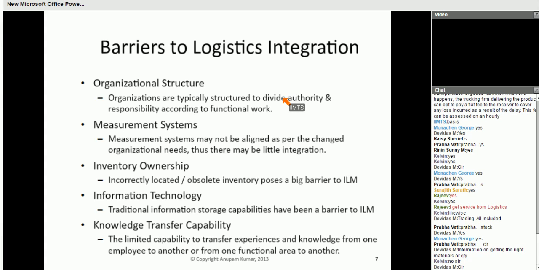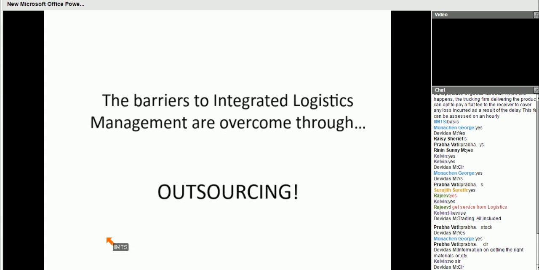Okay. Now let's see the barriers to this logistic integration. Barriers means the obstacles or the hindrances. Organizational structure, the first barrier. Organizations are typically structured to divide authority and responsibility according to functional work. Number two, measurement systems. Measurement system may not be aligned as per the changed organizational needs, thus there may be little integration. Third one, inventory ownership. Incorrectly located obsolete inventory poses a barrier to integrated logistics management. Information technology. Traditional information storage capabilities have been a barrier to ILM. Knowledge transfer capability. The limited capability to transfer experiences and knowledge from one employee to another or from one functional area to another. These are the barriers.